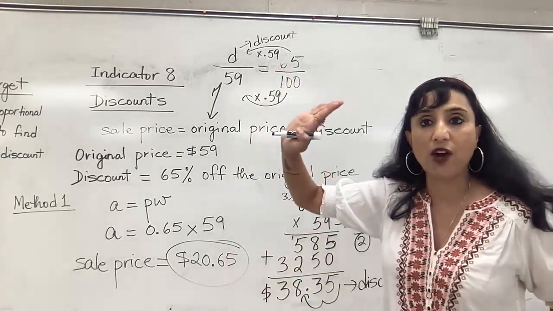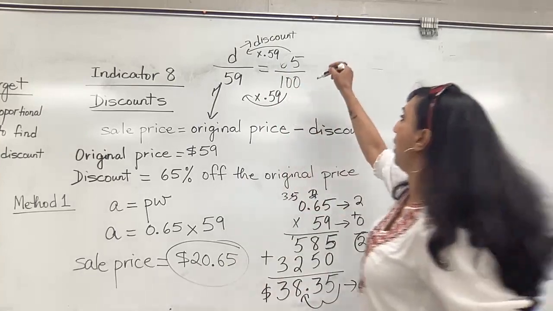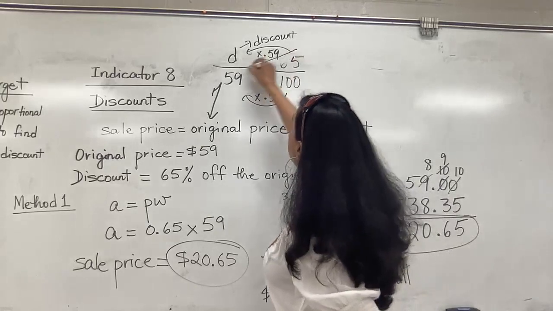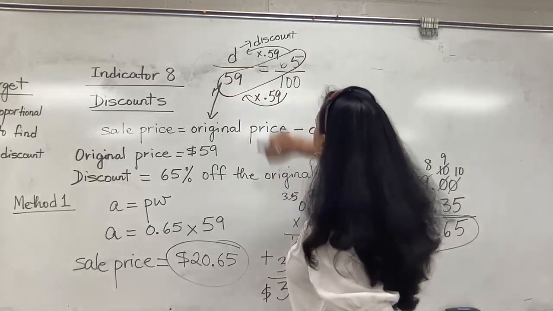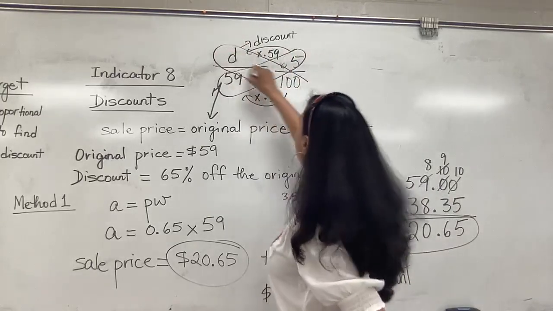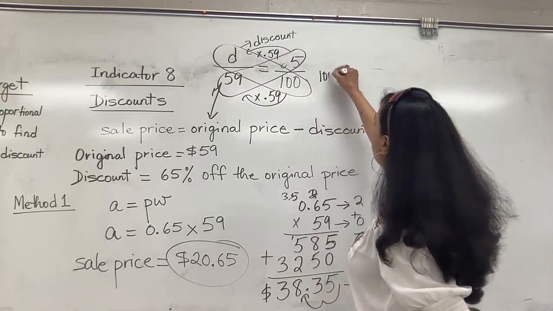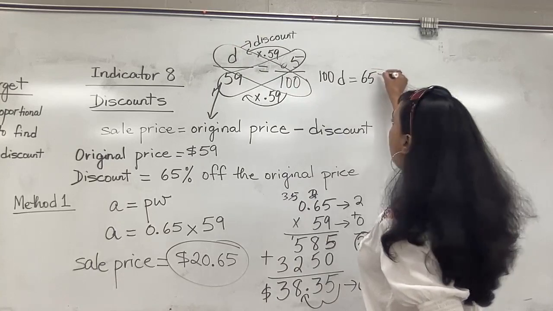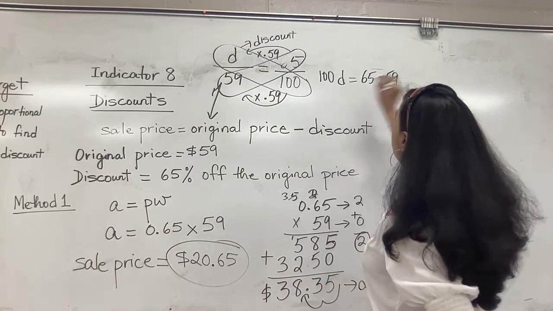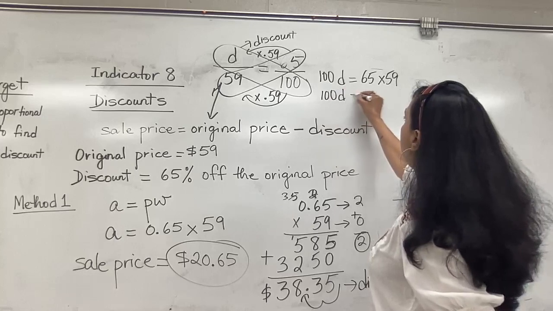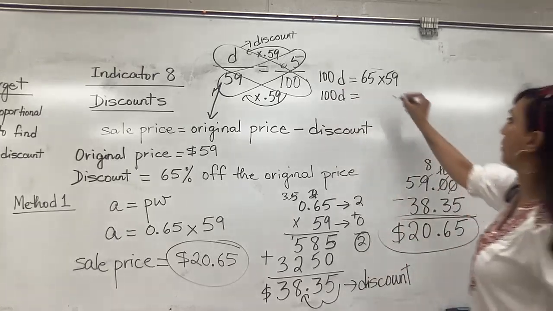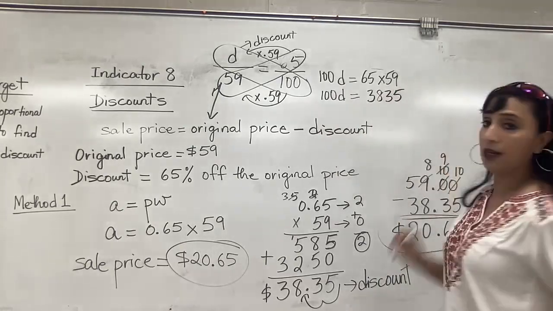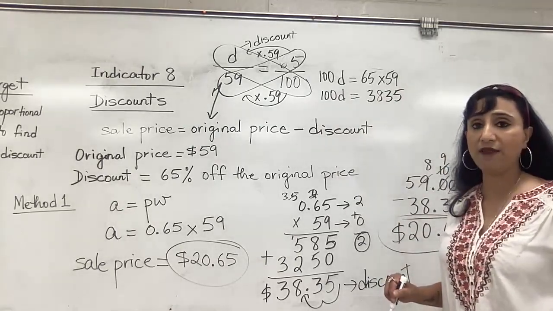You can also do cross products. Basically, what is the cross product method? I would do 65 times 59 is equal to 100D. So I just want to show you, this is also an option. 100D, the cross products method, is equal to 65 times 59, and that will give me 100D, okay, is equal to 3,835, okay, when I multiply 65 and 59.